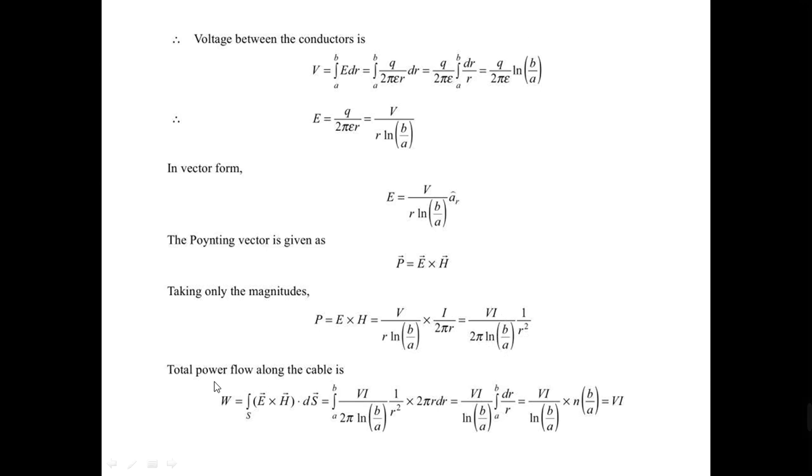Now the total power flowing along the cable is obtained by integrating this Poynting vector over a surface area of the cable. So here you substitute for E cross H, over a surface area, which is the cross sectional area perpendicular to the z direction. So ds is replaced by 2 pi r dr, where r is varying from A to B. On simplification, you get the total power flowing along the cable as the product of voltage and current. It is proved.